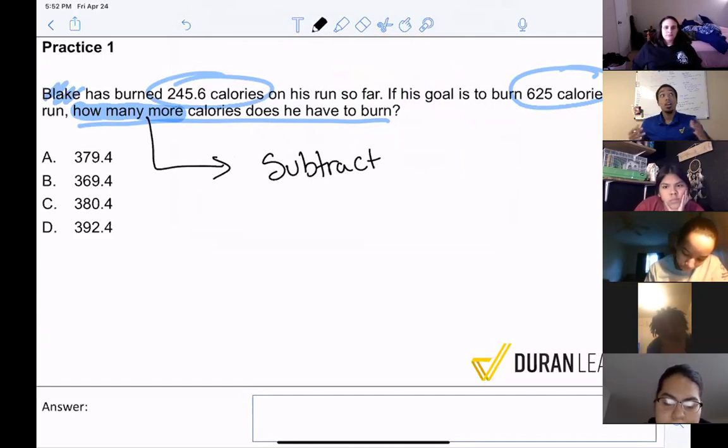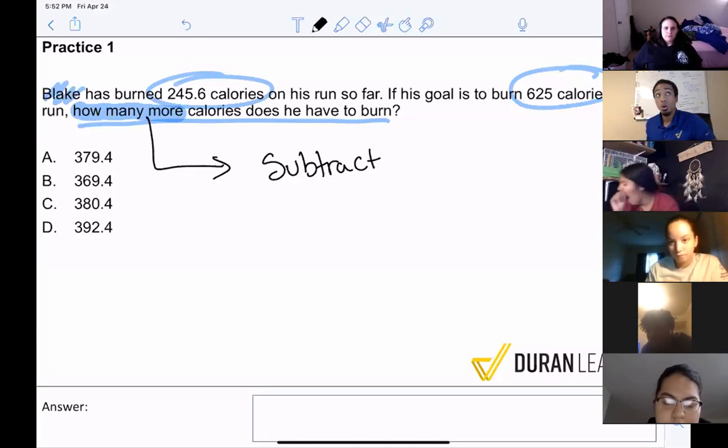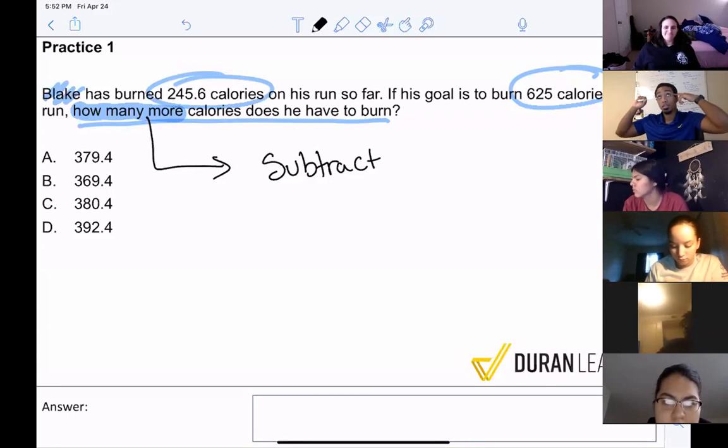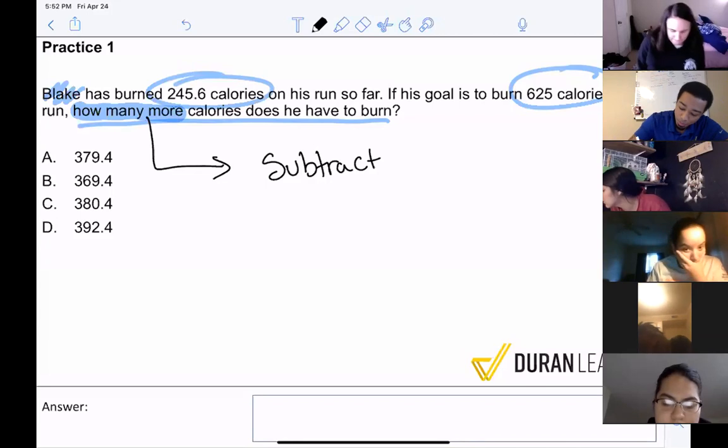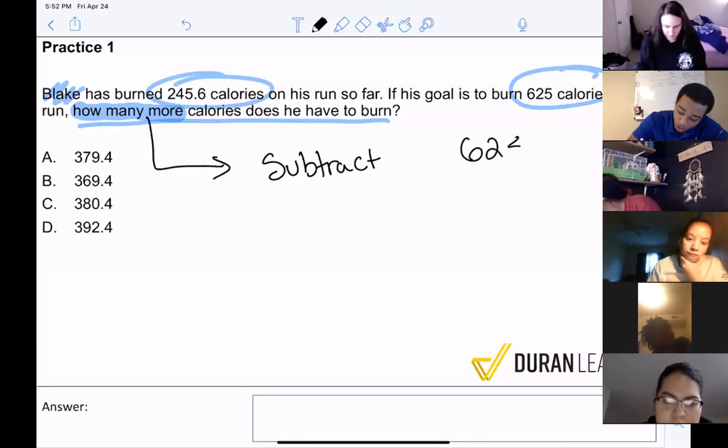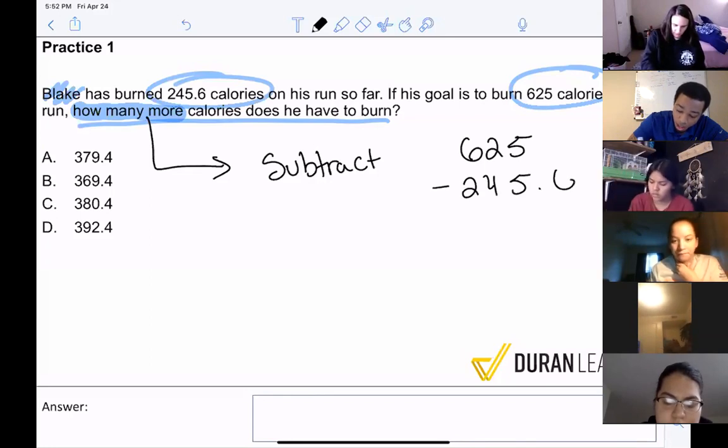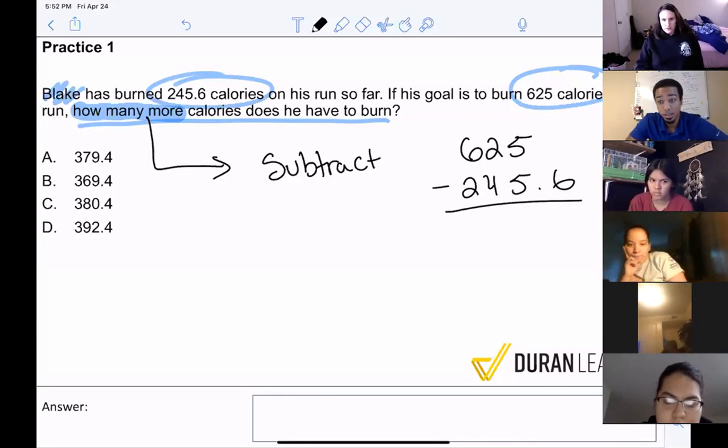If I say, hey, I have $5 and I need to get to $10, how many more dollars do I need? Subtract 10 minus 5 to see I need $5 more. That's a quick example. I can apply that here and say, if I need to get to 625 and I have 245.6 so far, I just need to subtract. Notice how I made that plan in about 20 to 25 seconds.